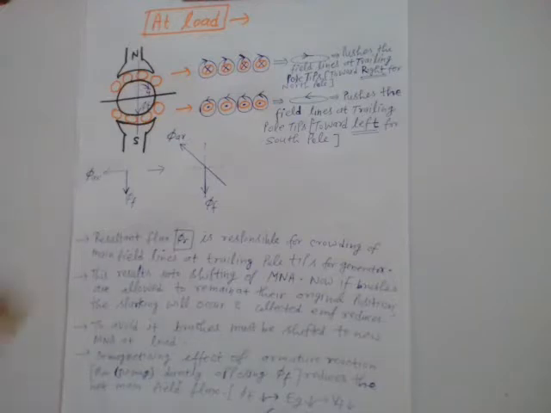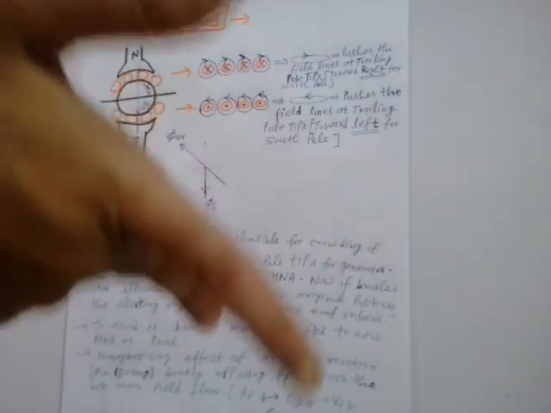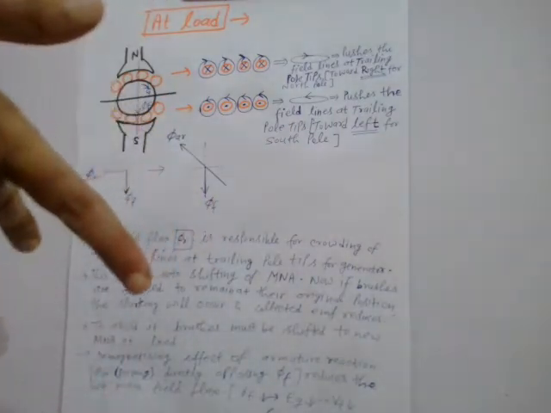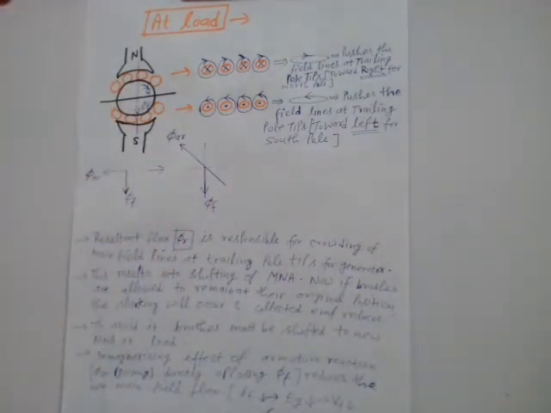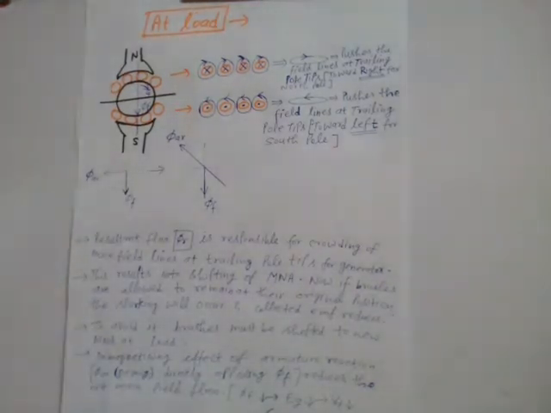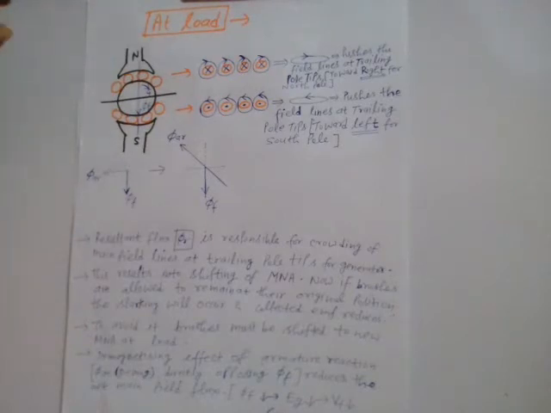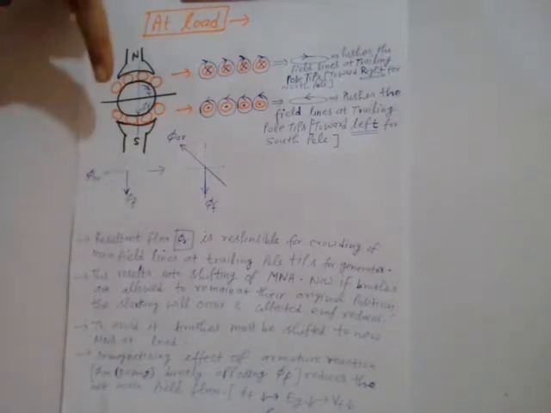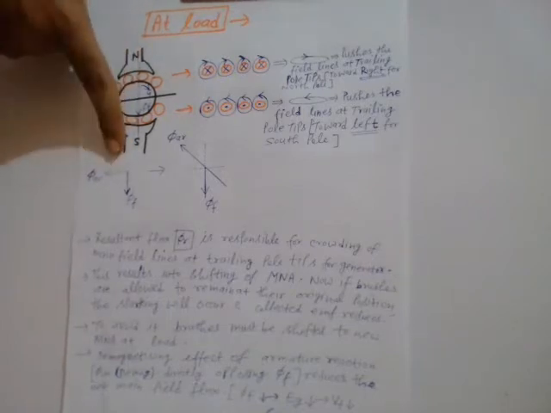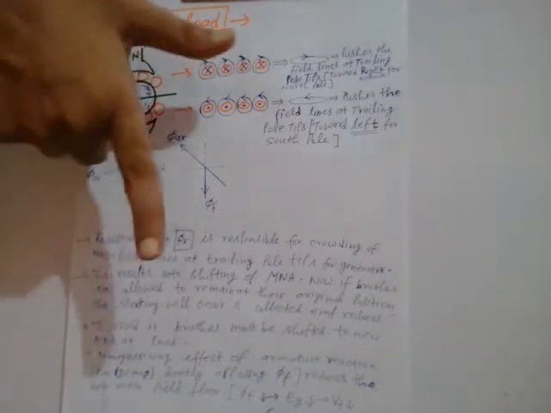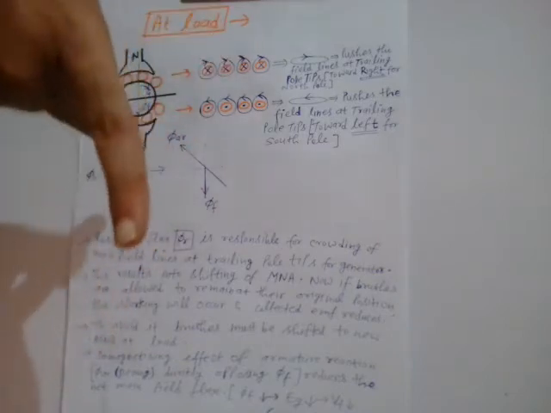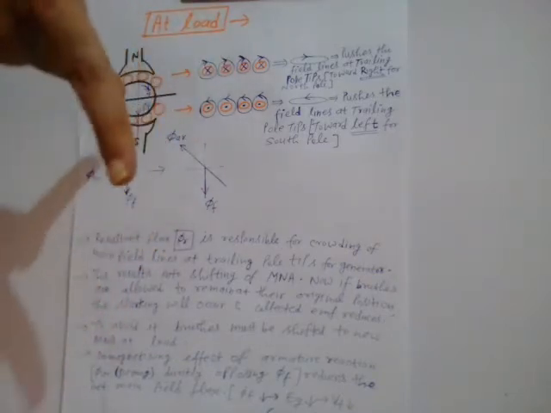how will you apply? Just take your right hand. Fleming's right hand rule says that if the first finger represents the direction of field lines from north to south, and if the thumb represents the direction of motion, then my second finger will tell the direction of induced EMF on the rotor conductors.